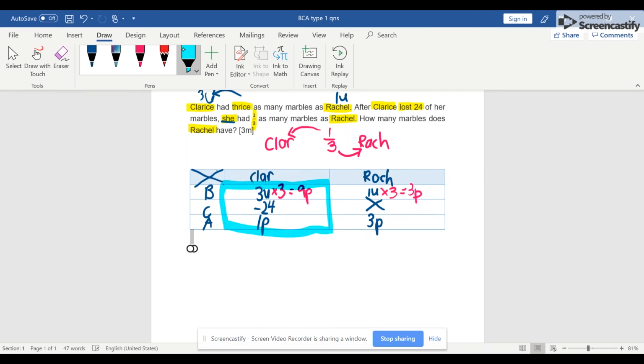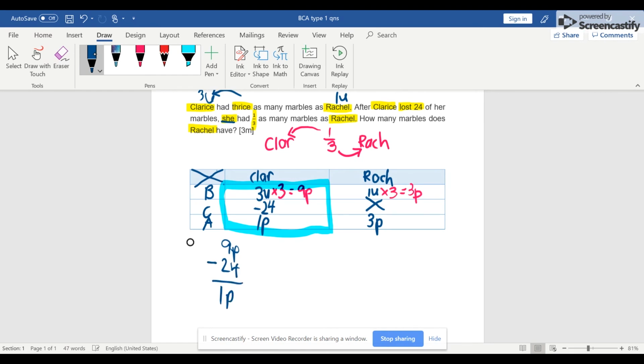Now I want you to look at only these 3 boxes. Why do I only focus on these 3 boxes? Because Clarice over here, these 3 boxes will allow us to form an equation. Because if you see over here, it's very interesting to note, you have 9 parts minus 24. You will see that 9 parts minus 24 will give me 1 part.